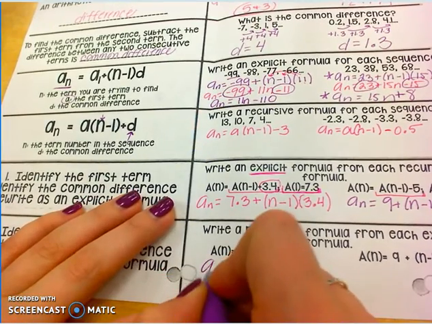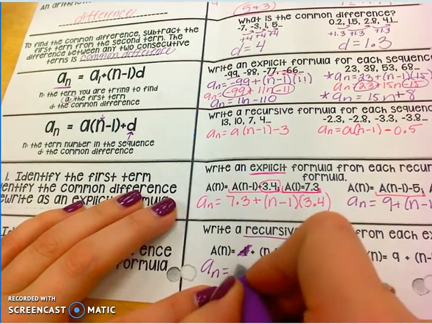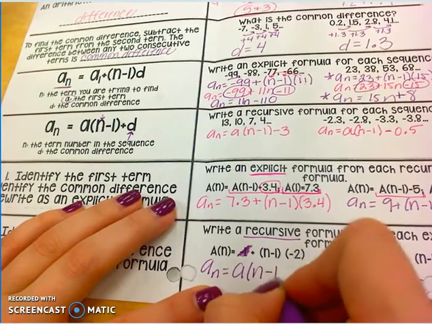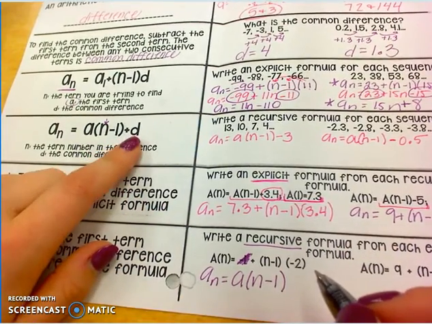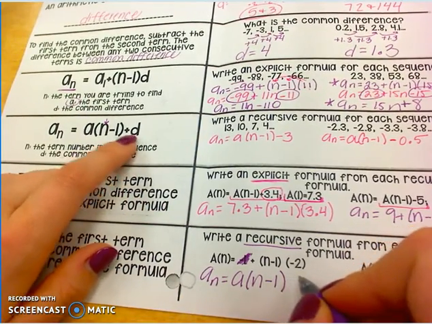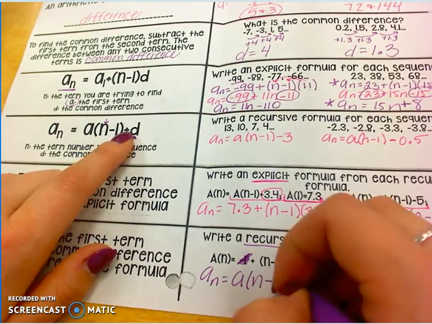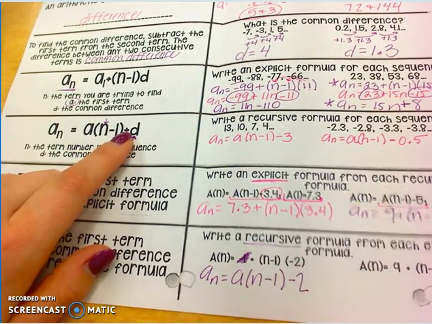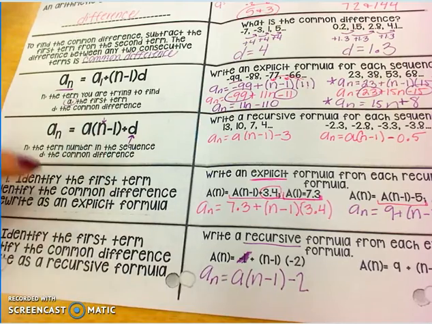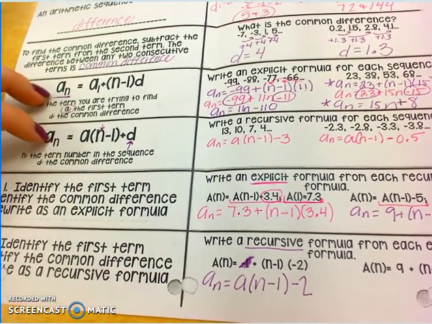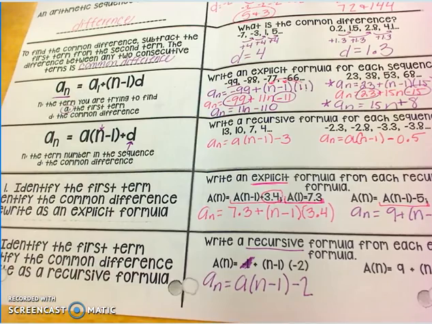So a sub n equals a times n minus 1. Remember, I'm looking at my recursive. And this is a plus, but this is a negative, so just minus 2. I know it's a little bit confusing, but refer back to exactly what you're plugging in, what you're doing, based on what's given. Pause the video and try the next one.